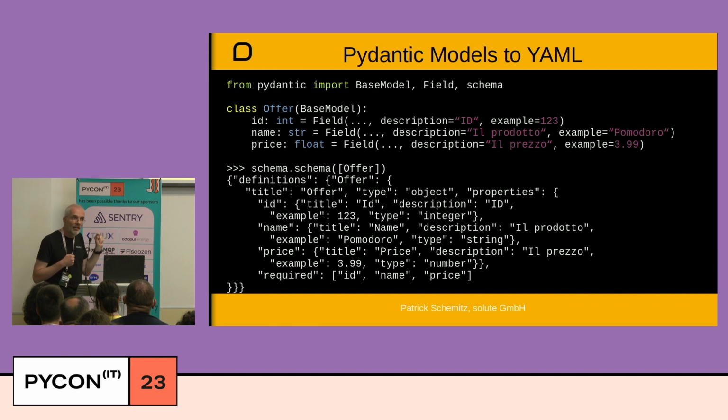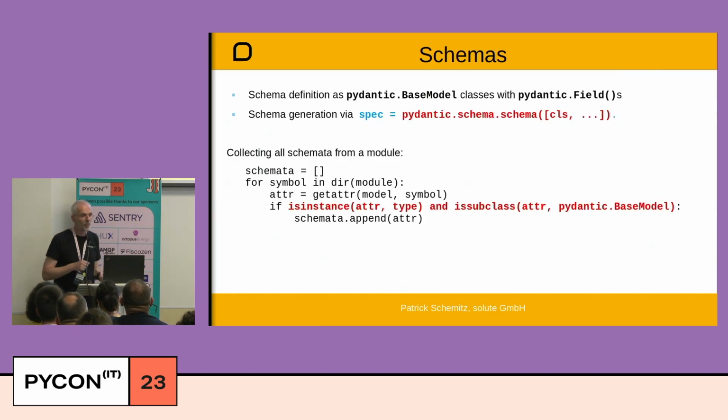There's a little tweak. It's in the wrong place. Instead of components/schemas, it's under definitions. So we have to refill the dictionaries a little bit. I'm going to gloss over that. It's basically exactly what we need. So again, summary: the pydantic.schema.schema function with a list of classes.